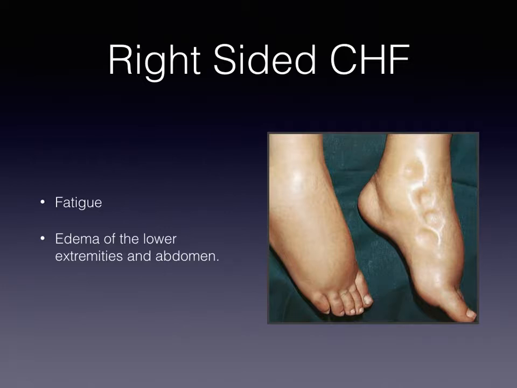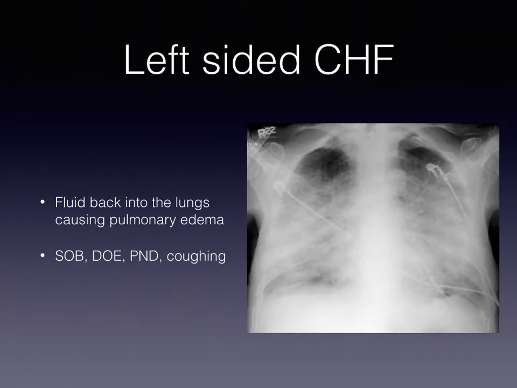Here we see right-sided congestive heart failure, where we have failure of the right side of the heart. This leads to fatigue and edema in the lower extremities, and in severe cases, the abdomen. And then here's left-sided congestive heart failure. We have the left side of the heart failing, fluid backs up into the lungs, and this causes pulmonary edema, which you see in the chest x-ray there. These patients need CPAP. They can be extremely short of breath.